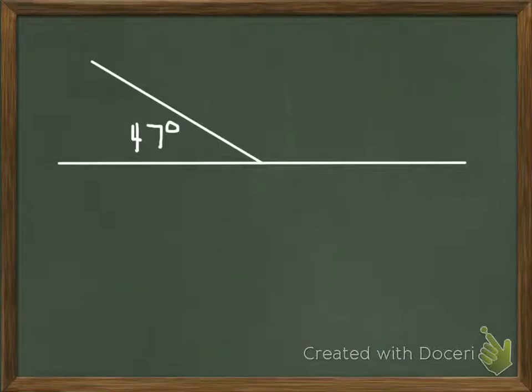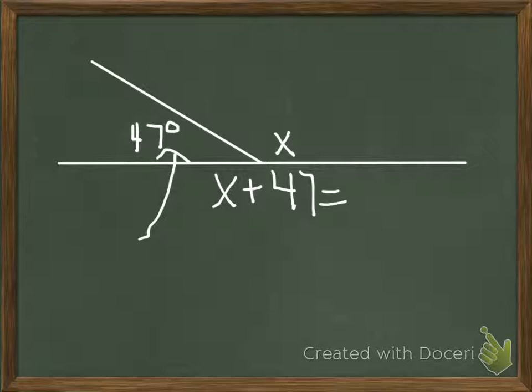Now let's take a look at an example that's not quite as easy. Go ahead and draw your straight line, draw your line intersecting it. We know that this angle right here is 47 degrees because they tell us. What we want to figure out is what does this angle measure right here? Angle X here. We know that supplementary angles, two angles next to each other on a straight line, equal 180 degrees. So to set up our equation, X plus 47, angle X and this 47-degree angle here, will equal 180 degrees.